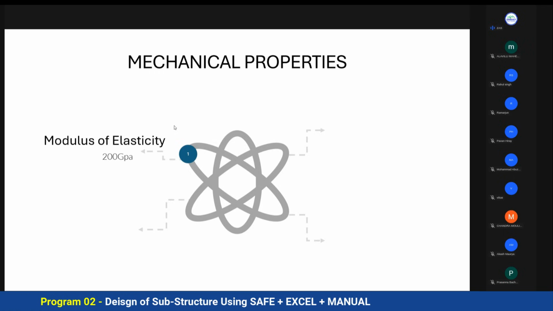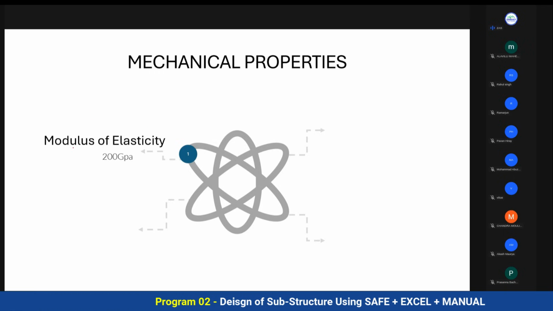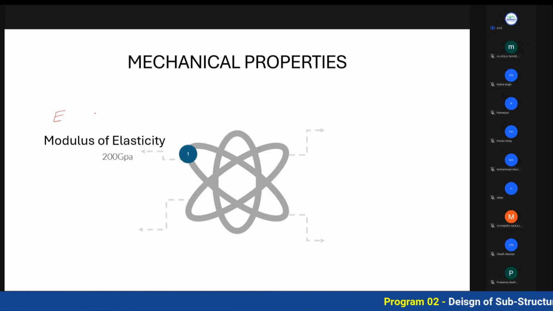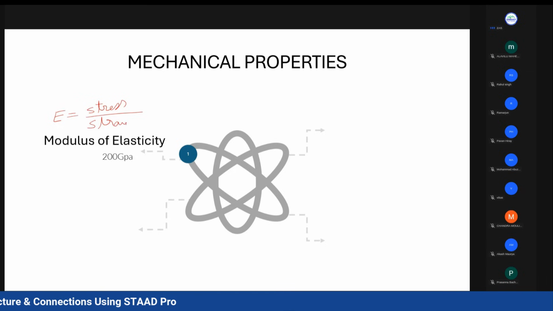Now let me explain quickly what this is. The modulus of elasticity is generally denoted as E. It is also called Young's modulus. It is the ratio of stress versus strain. Stress versus strain. This is called your modulus of elasticity.